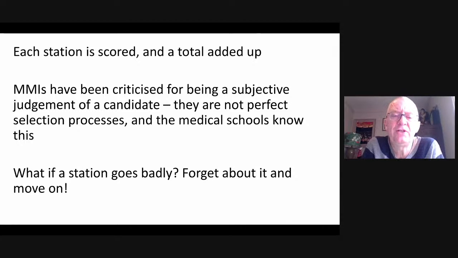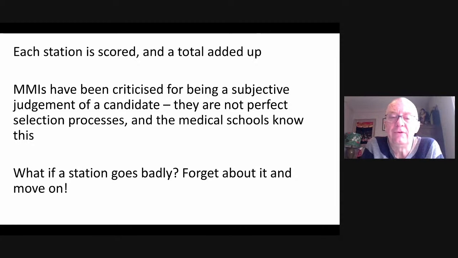And remember, if a station does go badly, forget about it and move on. One beauty of the MMI system is, let's say you've had 6 stations, 4 of them go really well and 2 of them don't. That's fine, it's not a problem. When they add up your scores, you're fine. If you're in a panel interview and things are going badly, you might find it's more difficult to move on from something that's gone quite wrong because the same people are still looking at you.